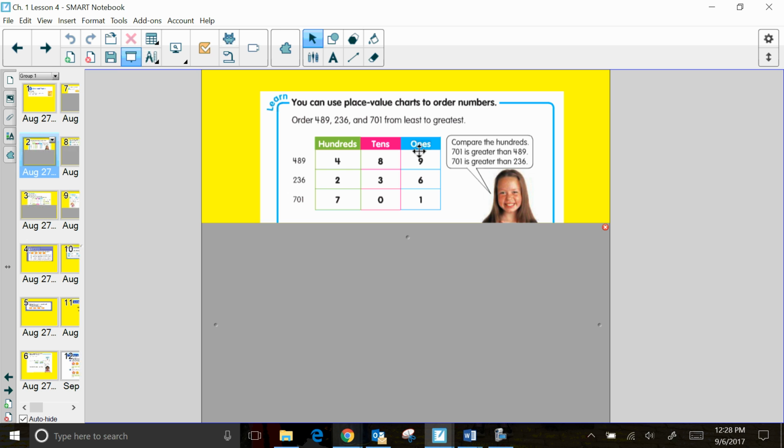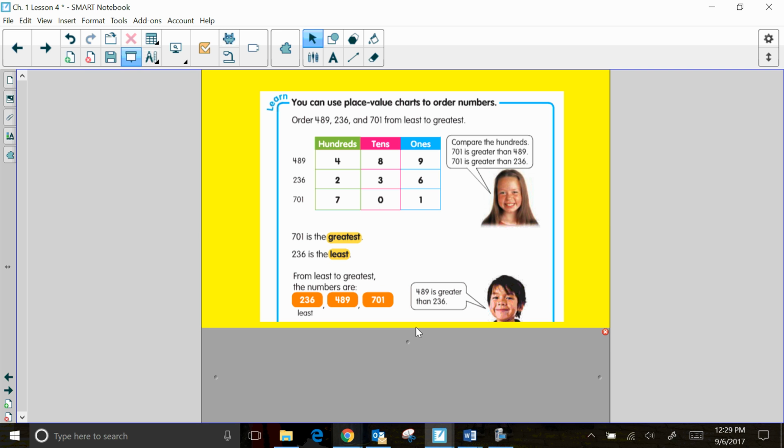Just like in lesson 3, when we compare our numbers, we're going to look in the greatest place value, which happens to be our hundreds place. In our hundreds place, we have 400s, 200s, 700s. All of them are different. 700s is the greatest number. So 701 is the greatest number. 236, 200 is the least number. So that is our smallest number.